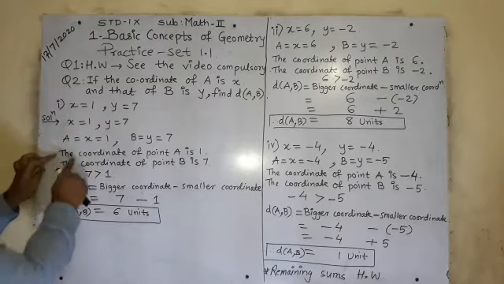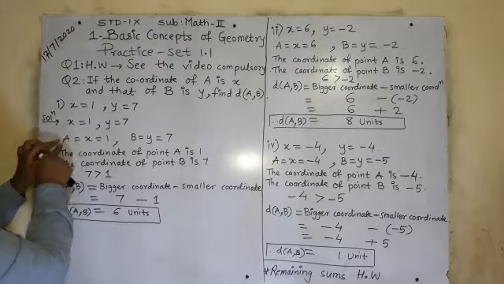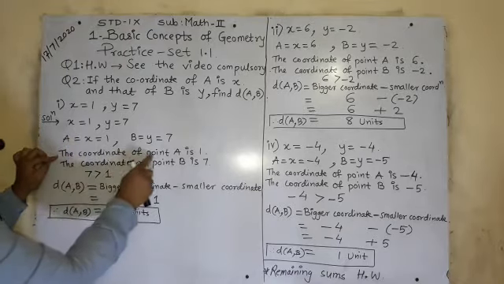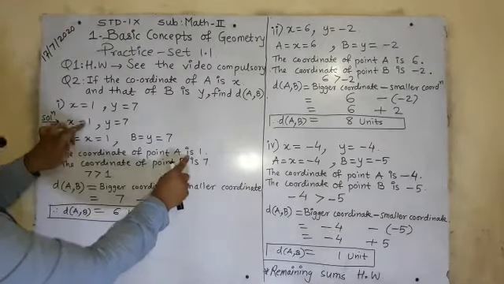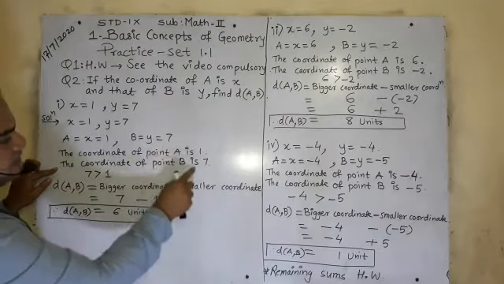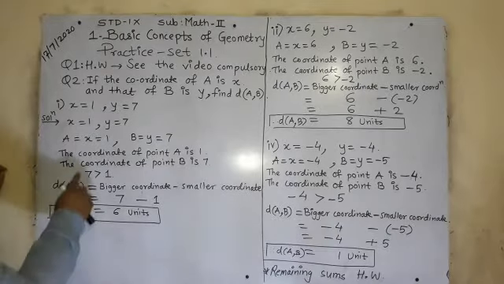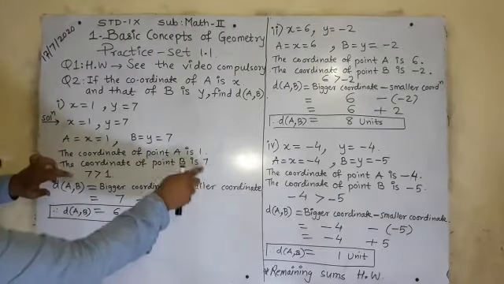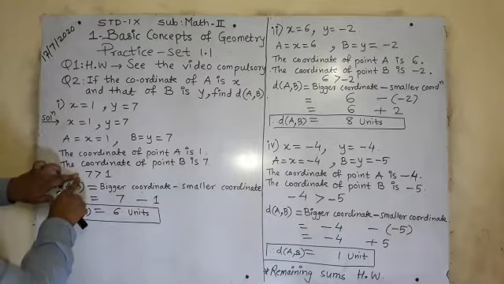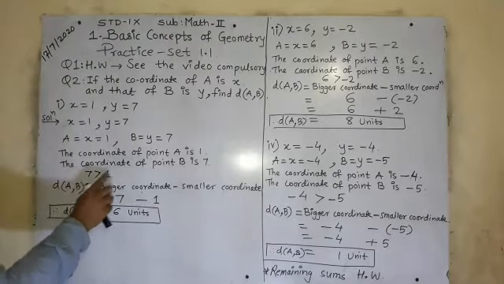So you will write the coordinate of point A, because first x belongs to A. So I will write the coordinate of point A is 1. Now I will write coordinate of point B is 7. Which is greater, 7 or 1? Okay, 7 is greater. So the number which is greater, you will write that number first, and the smaller number you will write later on. So 7 is greater than 1.